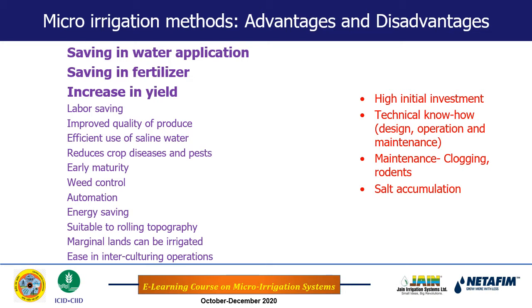High initial investment, of course, on the procurement of the components required for this purpose. Technical know-how: as this method involves the operation of several components, we need to have proper technical know-how, and at the same time, since this is the first or second generation of farmers using it, they need technical backup as well. Maintenance problems are associated with the operation of the different components. Clogging is one such, and the rodent is another, and the salt accumulation around the periphery of the nozzle. So these are the limitations associated with the adoption of the micro irrigation method.